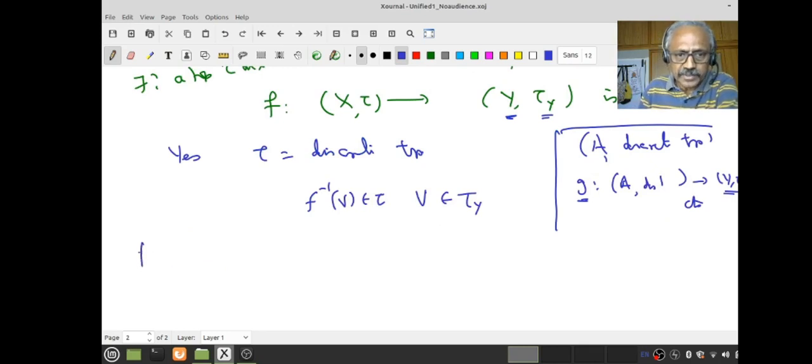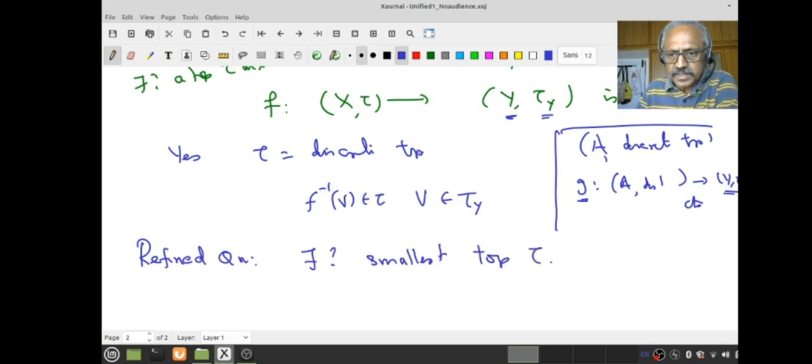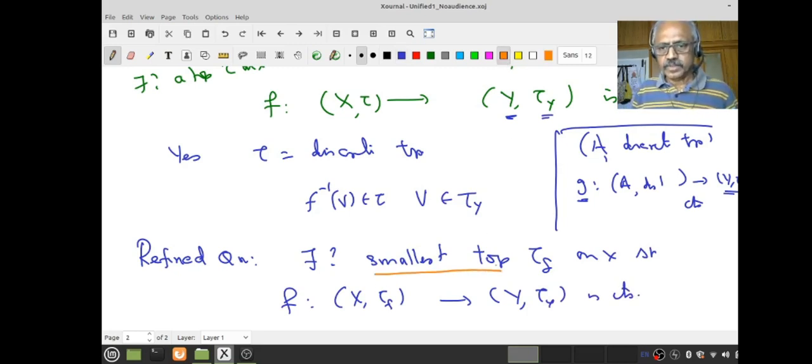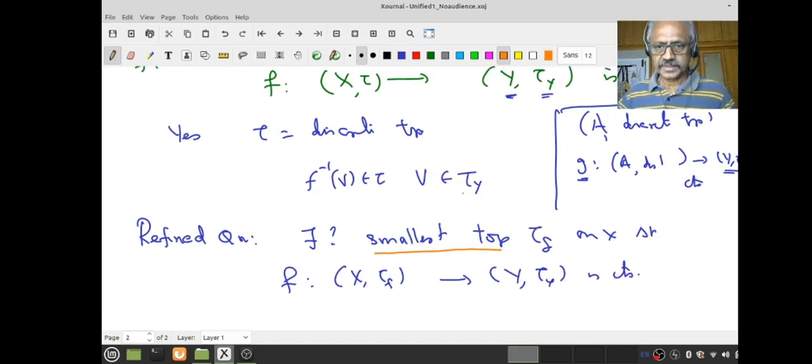Therefore, the refined question is the following. Does there exist a smallest topology, call it tau_f, on X so that f from (X, tau_f) to (Y, tau_Y) is continuous? Do you understand the reason why I asked for smallest now? Please again pay attention, review both the things quickly.